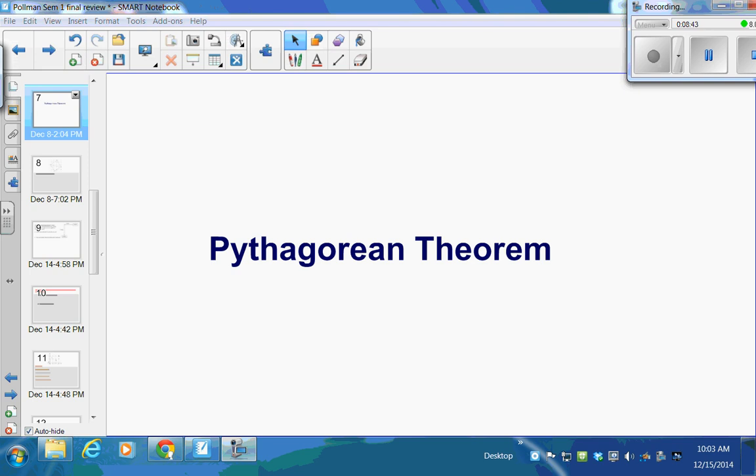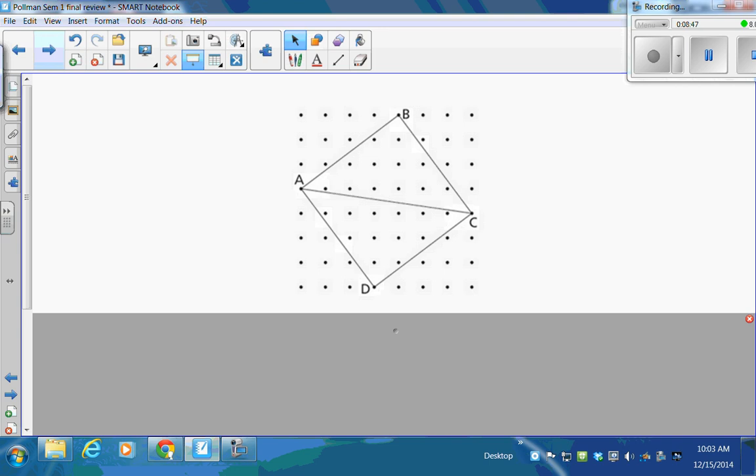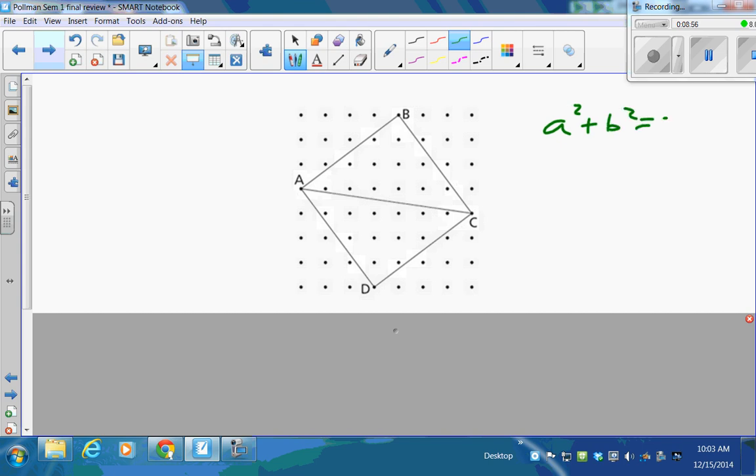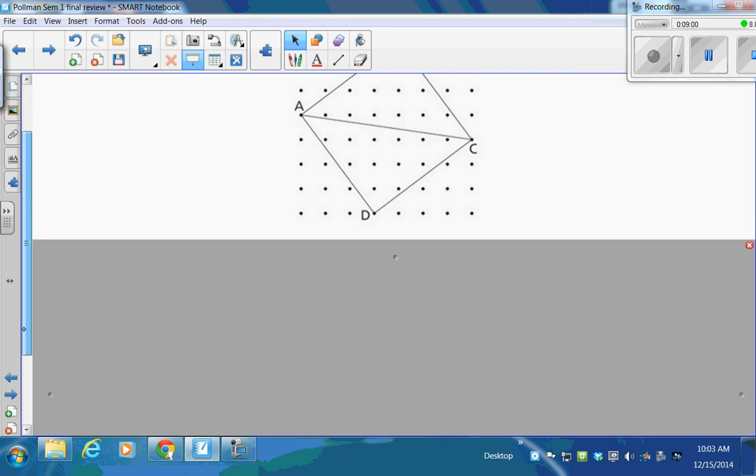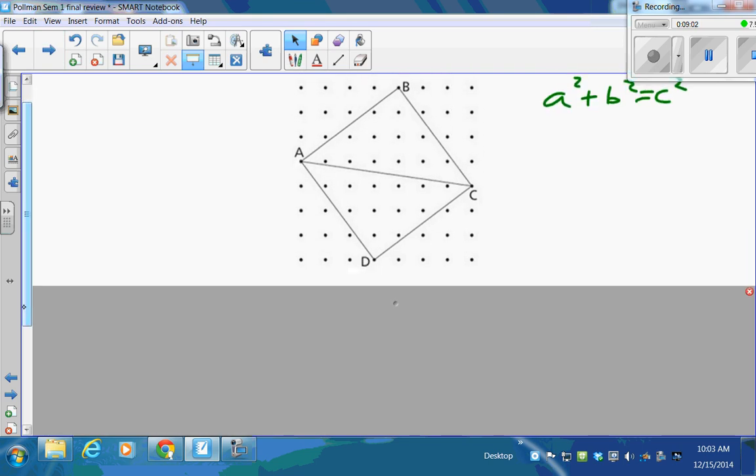Let's move right along to the Pythagorean theorem. Remember, Pythagorean theorem is a squared plus b squared equals c squared. I'll actually write that down. If you remember this problem, we did it about 100 times. It's on a previous test. This exact problem is on this test.